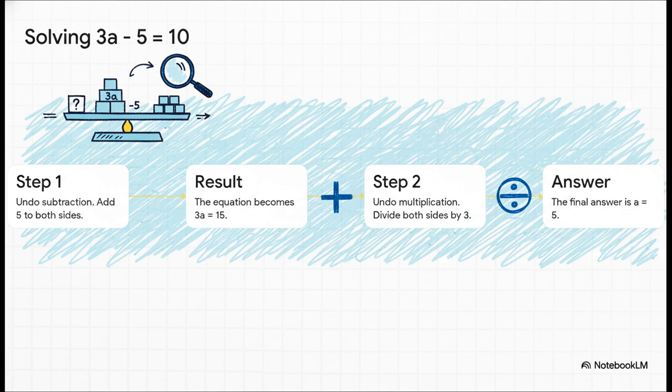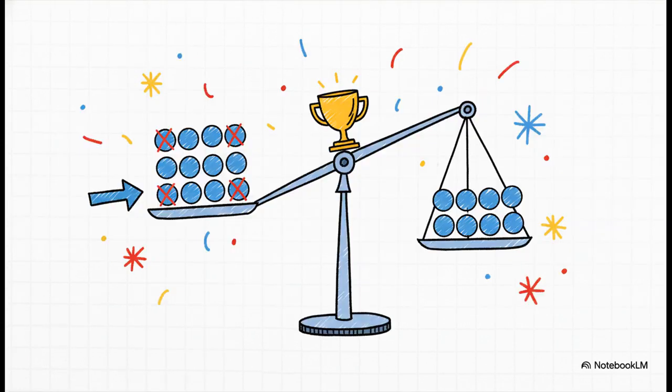Hey, wait a minute. That looks really familiar, doesn't it? It's just a one-step problem now. We undo the times 3 by dividing both sides by 3, and we get our final answer, a equals 5. But we're not done till we do the final check to claim our victory. So if a is 5, does 3 times 5 minus 5 equal 10? Let's see. 3 times 5 is 15, and 15 minus 5 is 10. Yes! 10 equals 10. The scale is balanced.